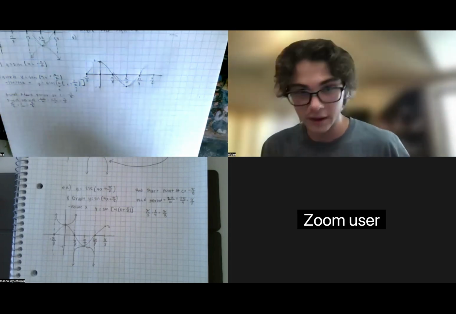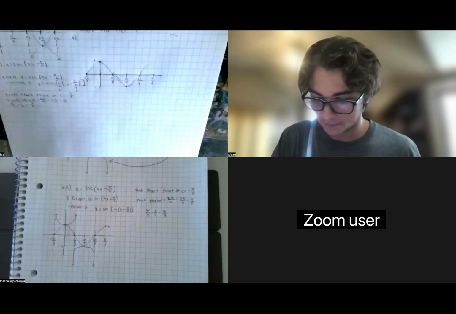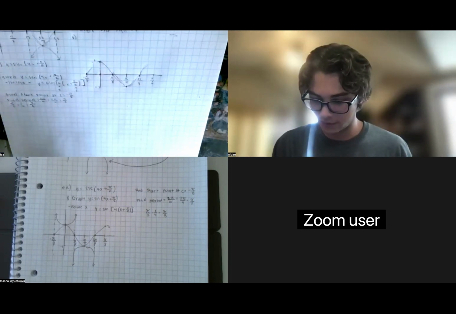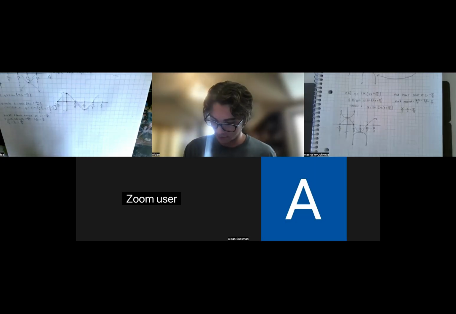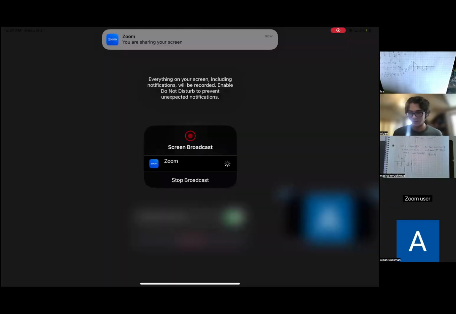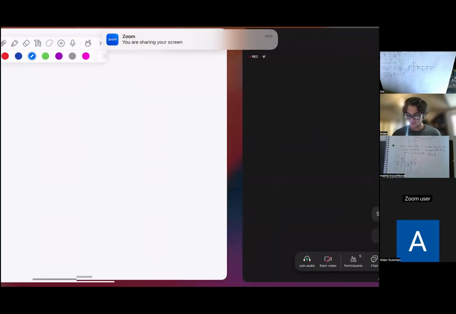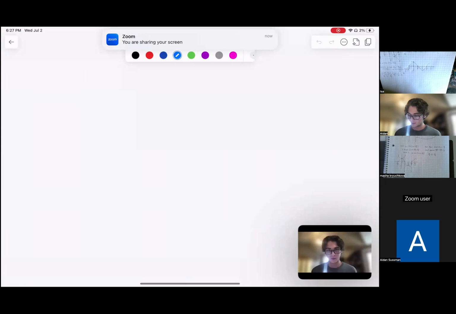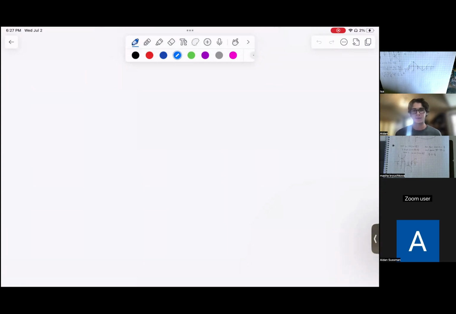Is that where the lines hit 0? Where what hits 0? Wait, you said the lines or did you say something else? It's like where the dots hit. Yeah, and the dots would be where sine hits 0. Does that make sense? But yeah, anywhere where the dots hit 0, you're going to draw a vertical line.